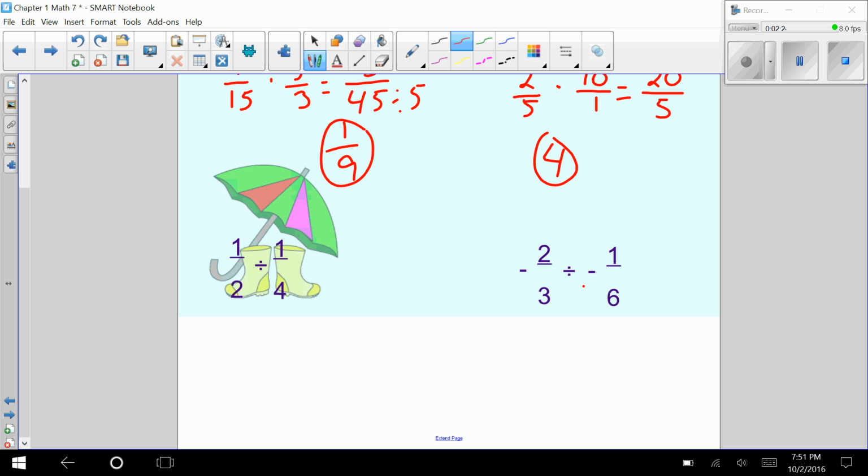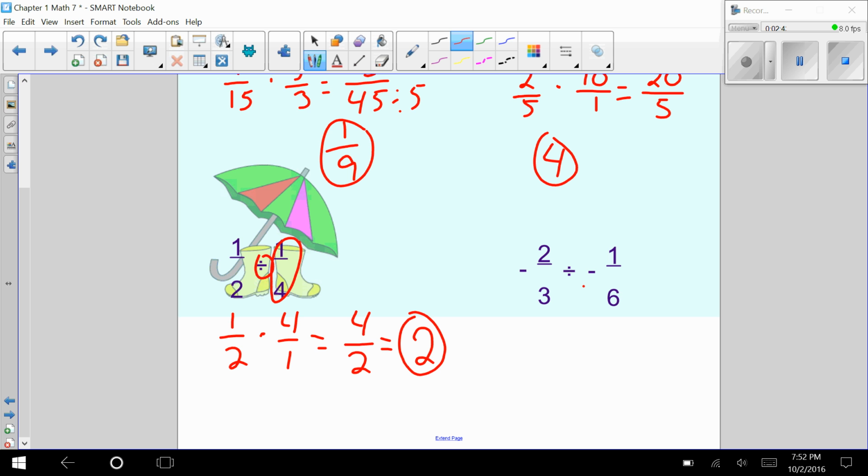Now let's look at 1/2 divided by 1/4. My 1/2 stays the same. My 1/4 flips over, and my division becomes multiplication. 1 times 4 is 4. 2 times 1 is 2. And this, 4 divided by 2, is actually equal to 2.